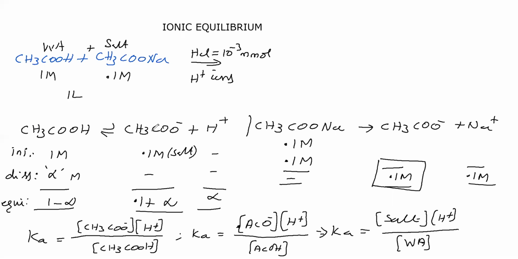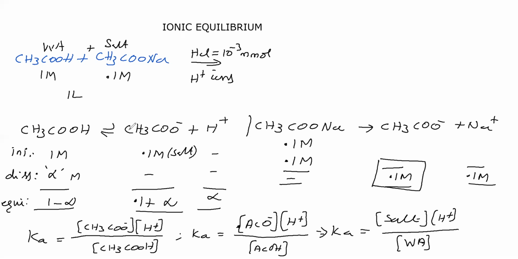Now acetic acid is dissociating like this, and sodium acetate is dissociating like this. Let us consider sodium acetate dissociates completely. So acetic acid 1 molar we have taken initially, and acetate ion 0.1 molar is from the salt. Both dissociations take place in this buffer solution. Acetic acid dissociating is alpha molar, acetic acid present at equilibrium is 1 minus alpha, acetate is 0.1 plus alpha, and H plus is alpha.